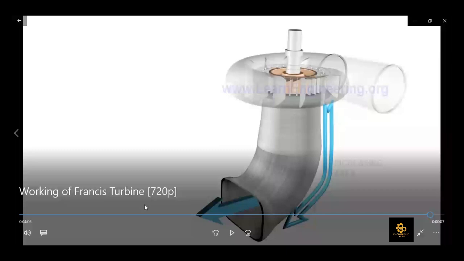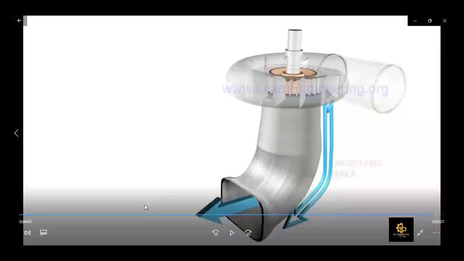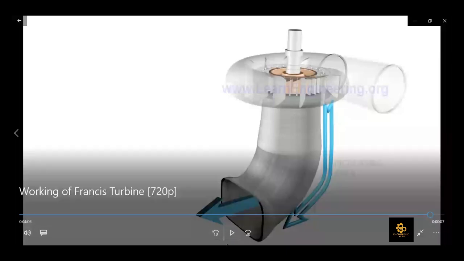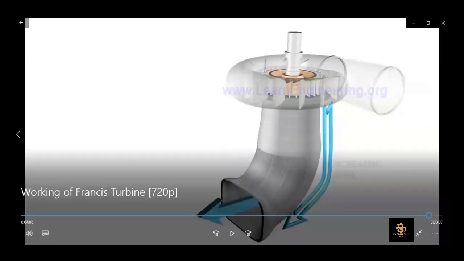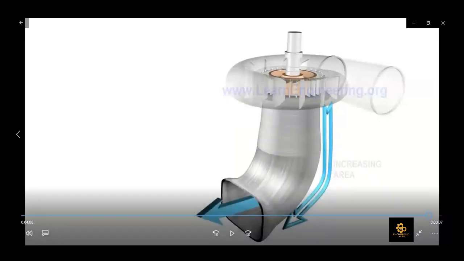So now I can show you some pictures of an actual turbine, which is the Kaplan turbine. So let me share that. Maybe I can share my second screen.